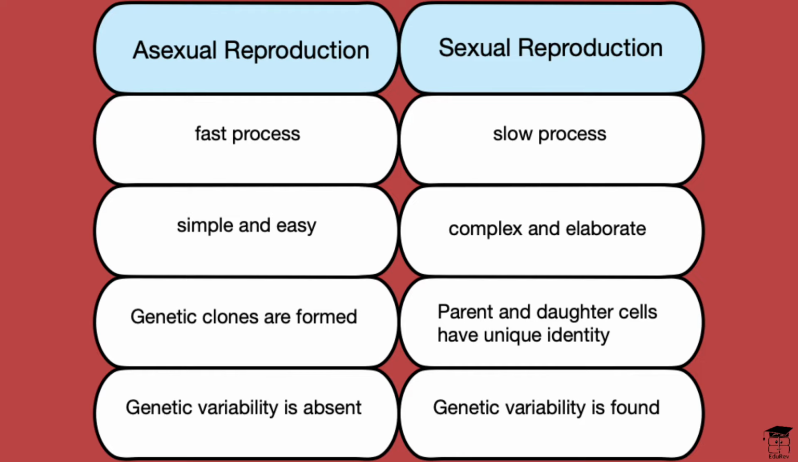In asexual reproduction, clones are formed, meaning extremely similar, exact copies of the being are formed. But in sexual reproduction, there is no clone formation, as all the individuals are different. In asexual reproduction, there is no genetic variability, but on the other hand, in sexual reproduction, genetic variability is found.